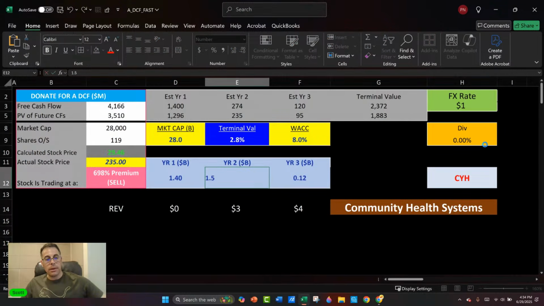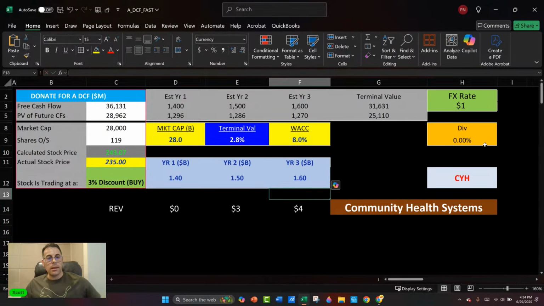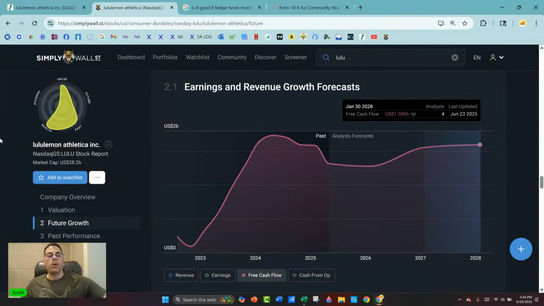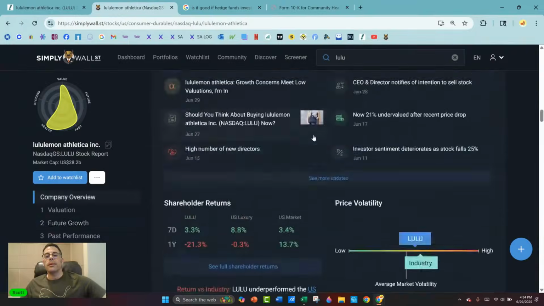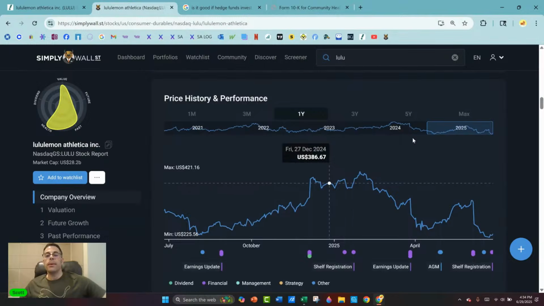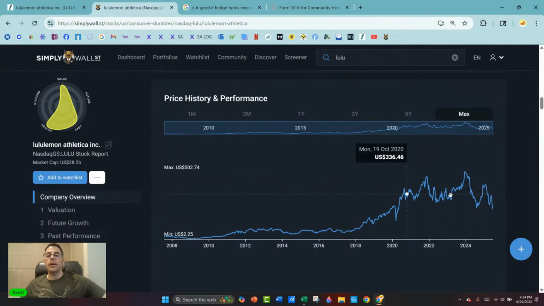Let's see the value. Exactly where they're trading at. 243, price is 235. So it's trading at the appropriate level. That doesn't mean it can't go higher, but I would like to see historically what it's done.